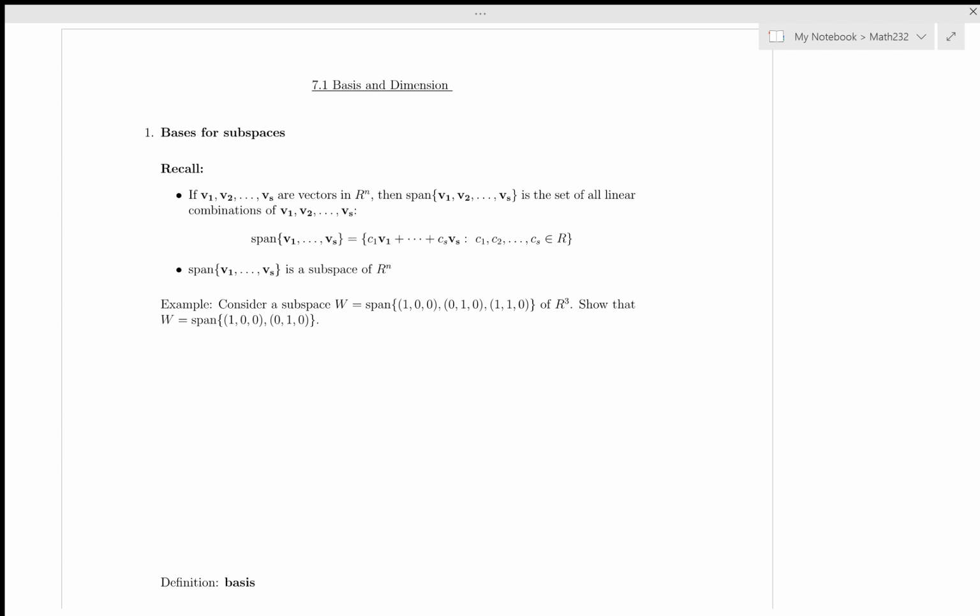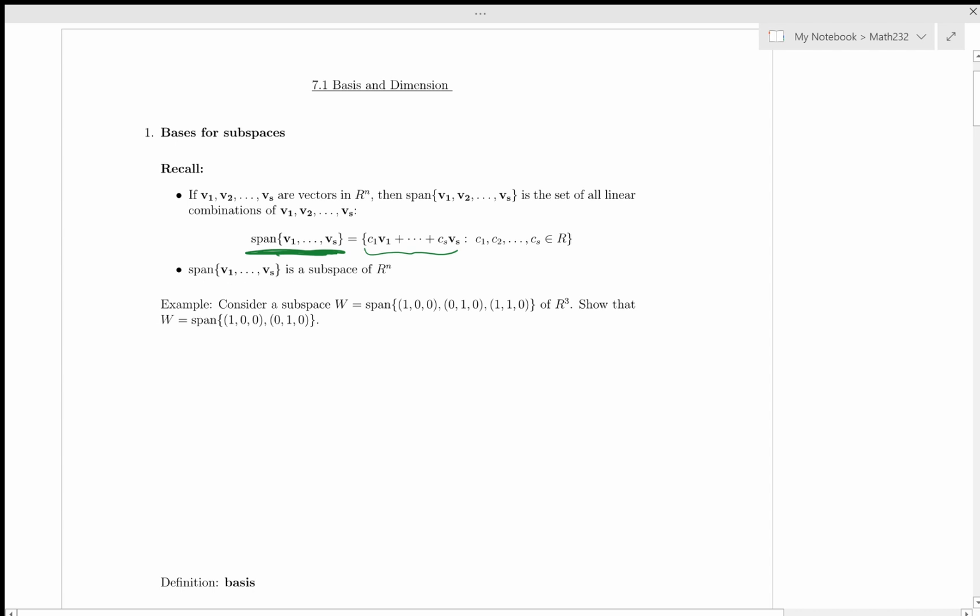So what we want to do is make the idea of dimension, which we've brought up informally a lot of times, a little bit more mathematically precise. We want to recall what the span is. Here we have s vectors, v1 through vs, and we define the span of those vectors to be all possible linear combinations of the vectors. You'll recall also that the span is a subspace.